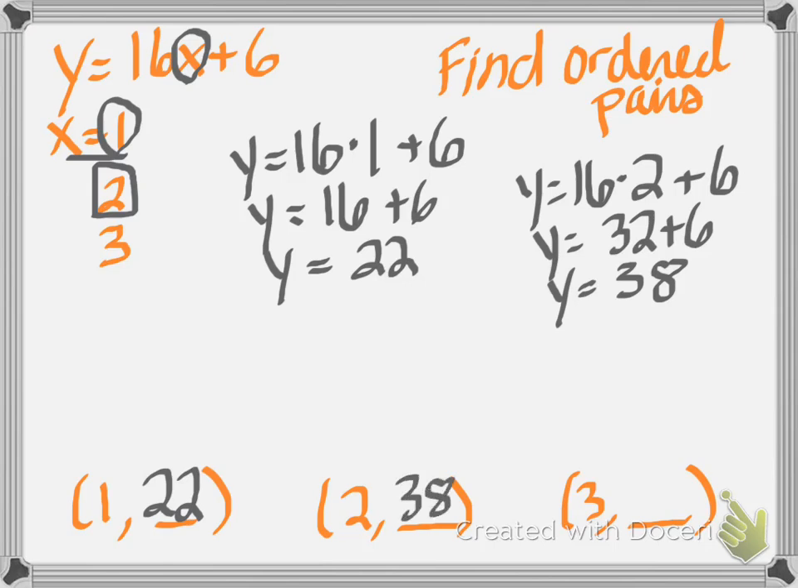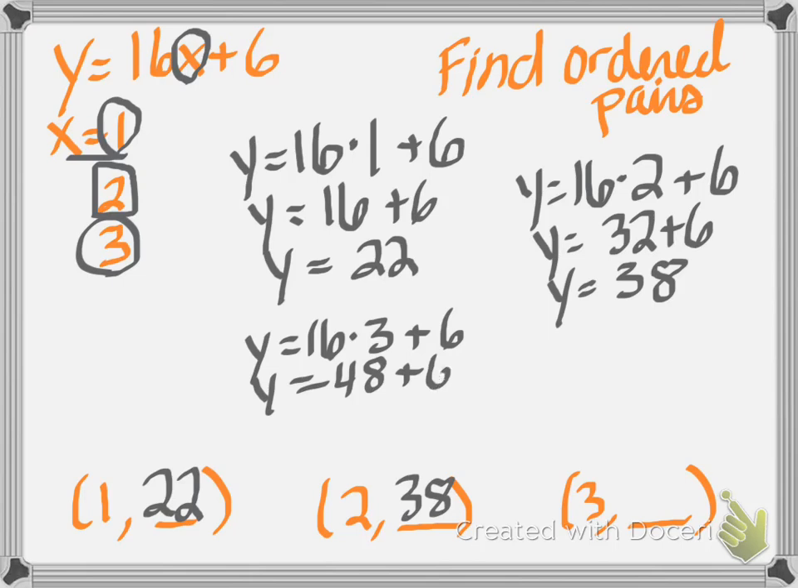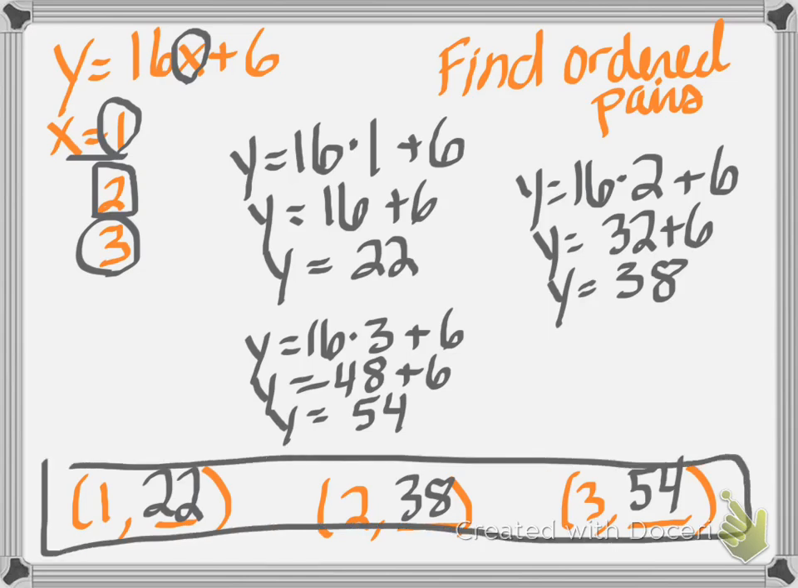We've got one more, x equals 3, y equals 16 times 3 plus 6. 16 times 3 is 48. 48 plus 6 is 54. So when x equals 3, y equals 54. So for this type of question, all of these ordered pairs are the answer.